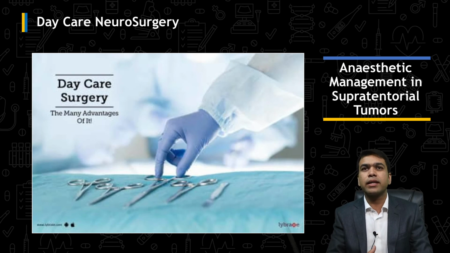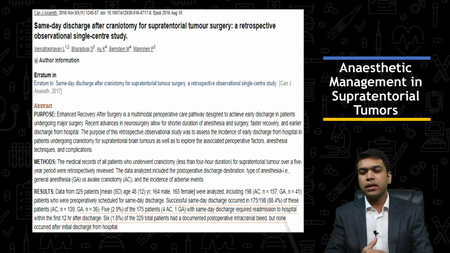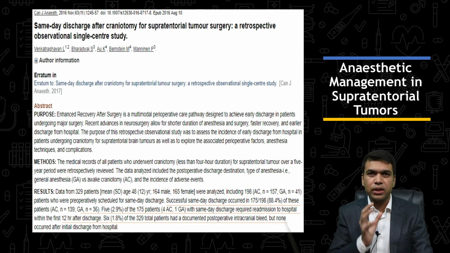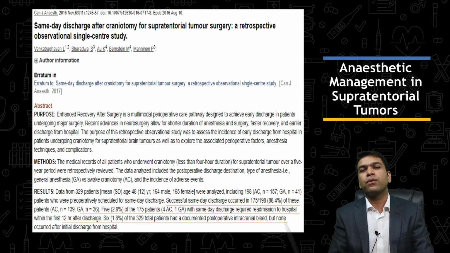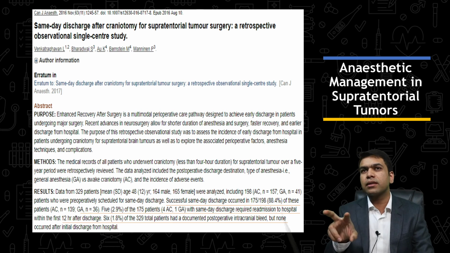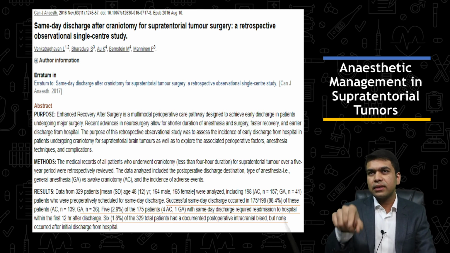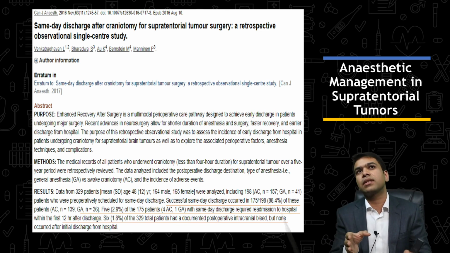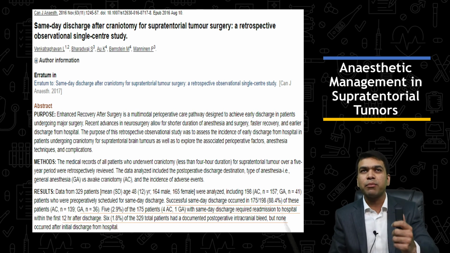The next concept is daycare supratentorial neurosurgery. The patient is admitted in the morning and goes home in the evening. This is a study done in Canada in 198 patients, and they observed that 88.4% of the time they had no problem discharging the patient on the same day. Only 1.8% of the patients developed intracranial bleed. Out of the 198 patients, almost 157 underwent awake craniotomy. So awake craniotomy forms the major element in same-day discharge.